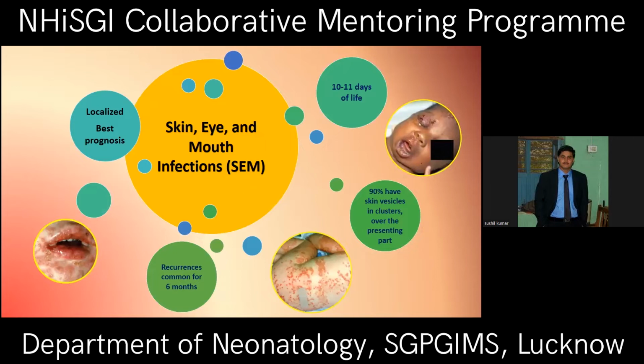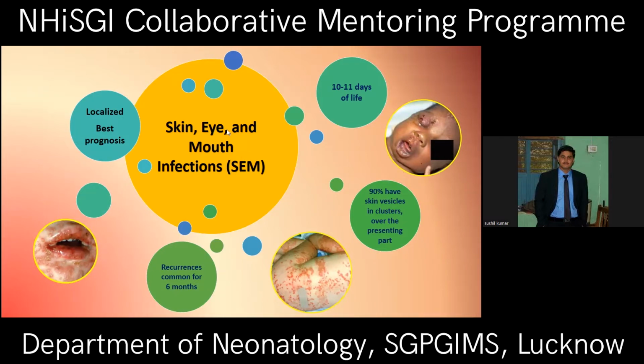Moving on to the first category, that is SEM, that is skin, eye, and mouth infections. They usually manifest during the second week of life, that is day 10 to day 12 of life. Most of these cases, that is 90% of these patients, have skin with clustered erythematous plaques present over the presenting part of the baby. In vertex presentation, the face will be affected. As you can see in this slide, the baby is having conjunctival and oral involvement with vesicular eruptions.